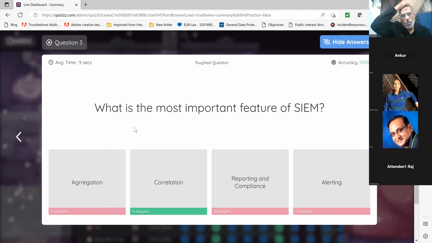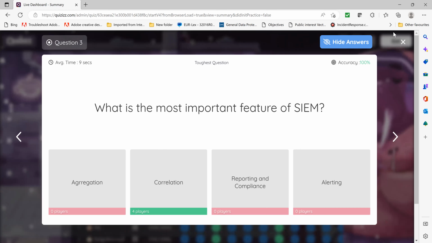What is the most important feature of SIM? All of you answered correctly. That's good. Of course, correlation. Correlation is the most important because by using proper correlation, this will help to understand if there is any attack happening to your network.